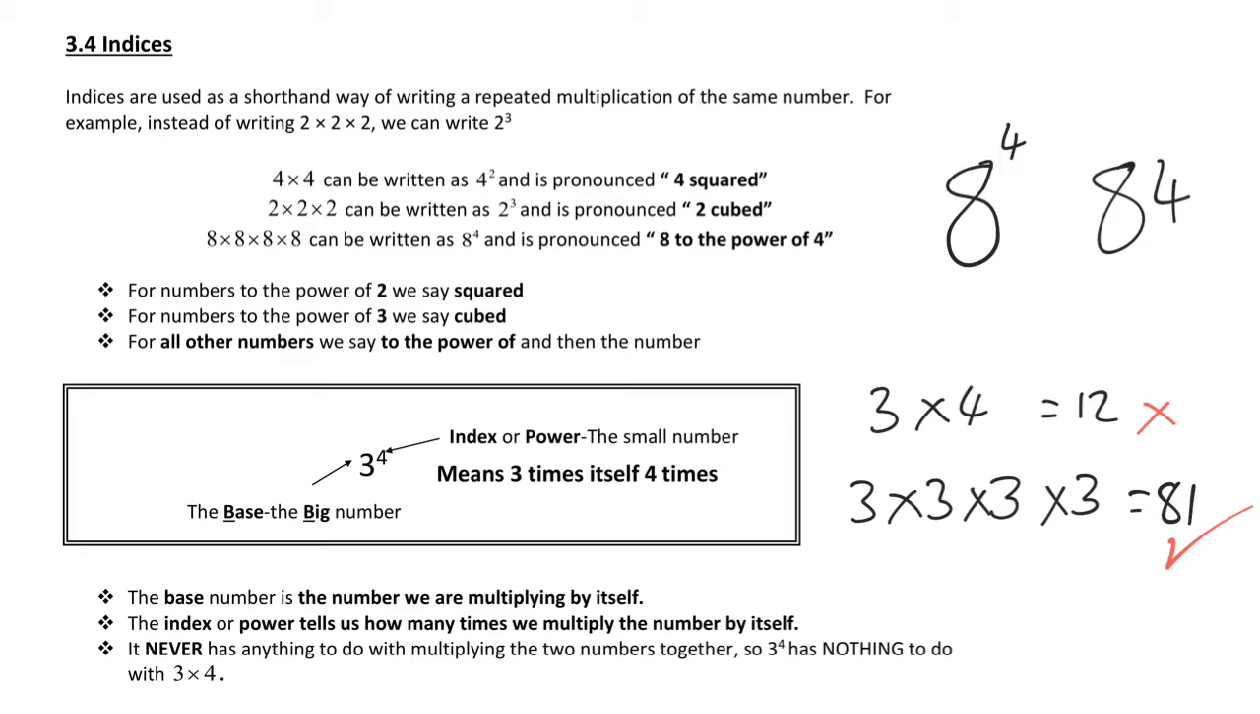So the base number is always the number we're multiplying by itself. The index or the power tells us how many times we multiply it by itself. So it's got nothing to do with multiplying the two numbers. So as I say, 3 to the power of 4 is definitely not 12.